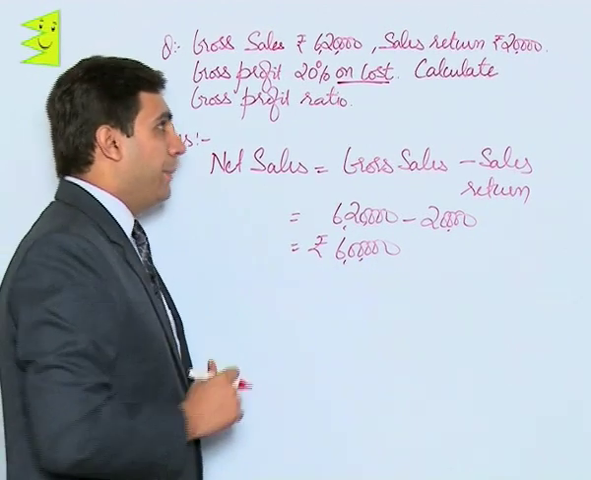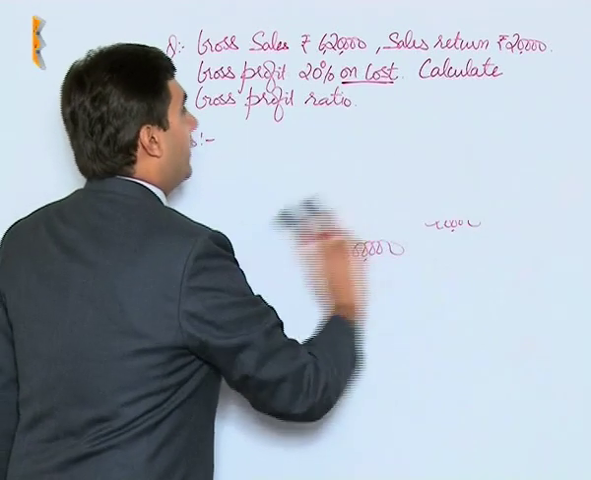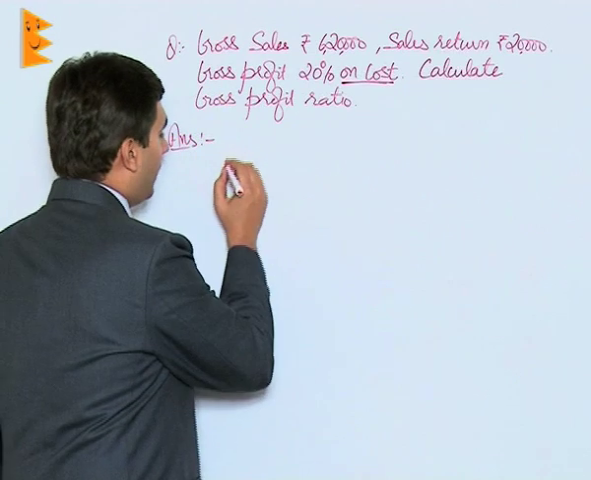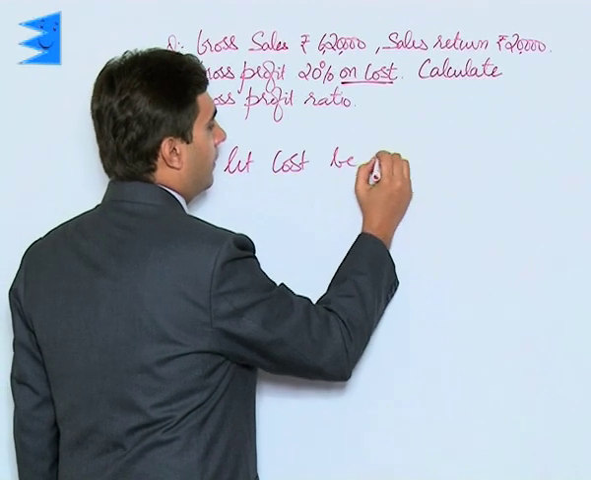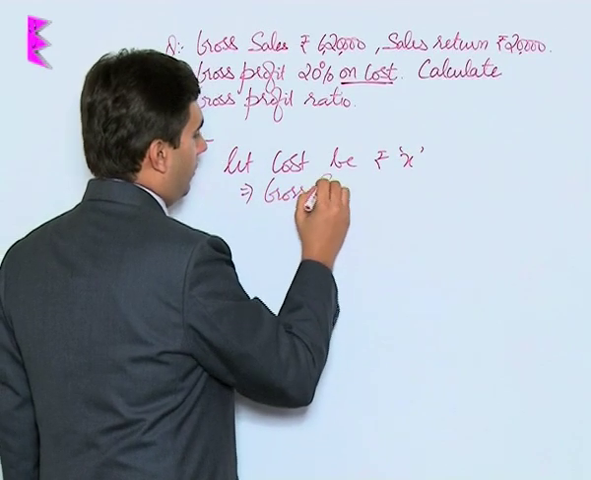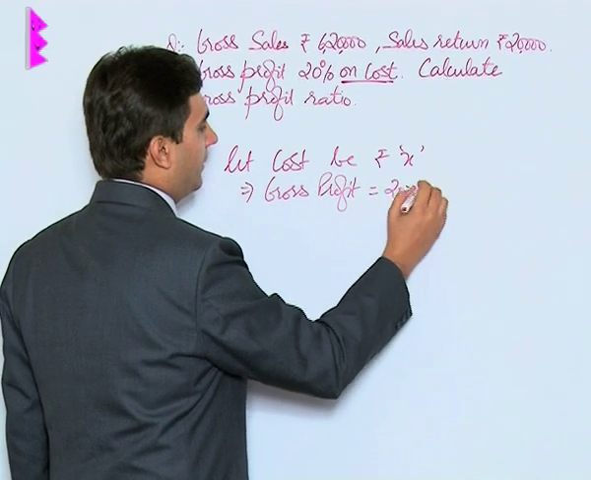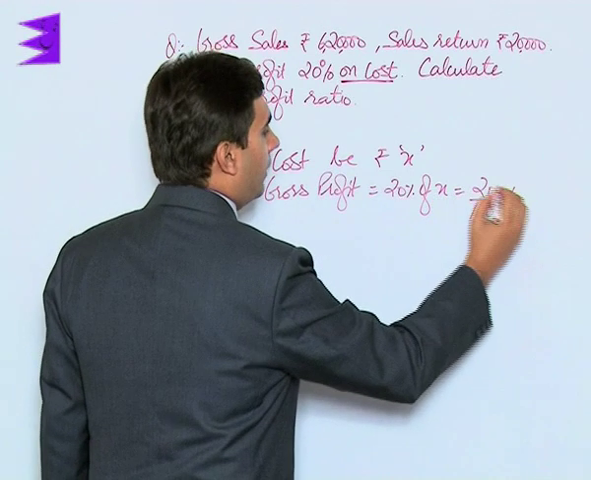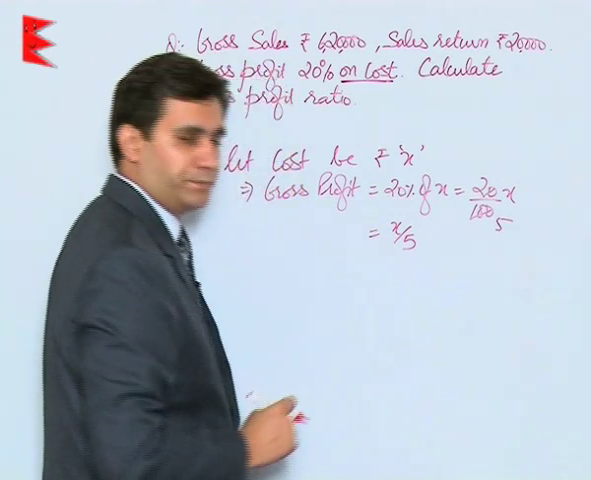Now, coming to the cost. Students, here gross profit is given as 20% on cost. Let us assume that cost be rupees X. This implies gross profit is equal to 20% of X, which is equal to 20 by 100 X. On cancelling it, we get it equal to X by 5.